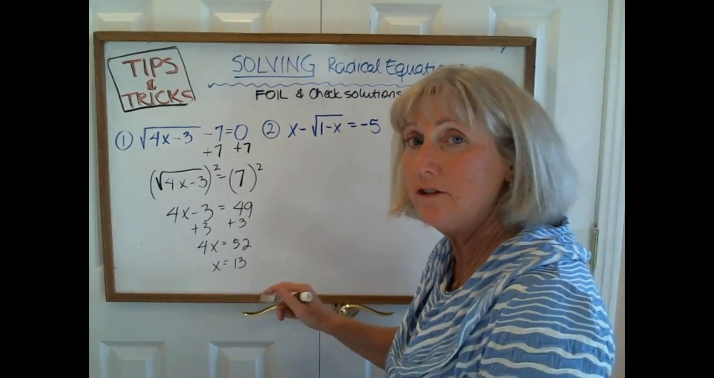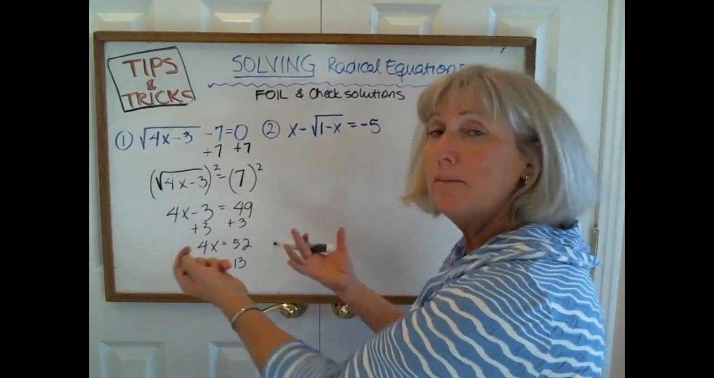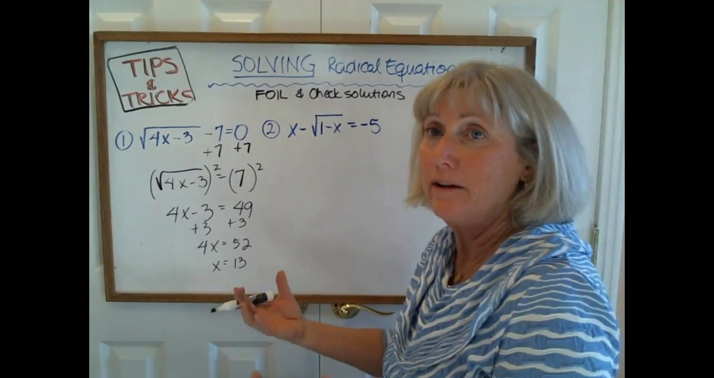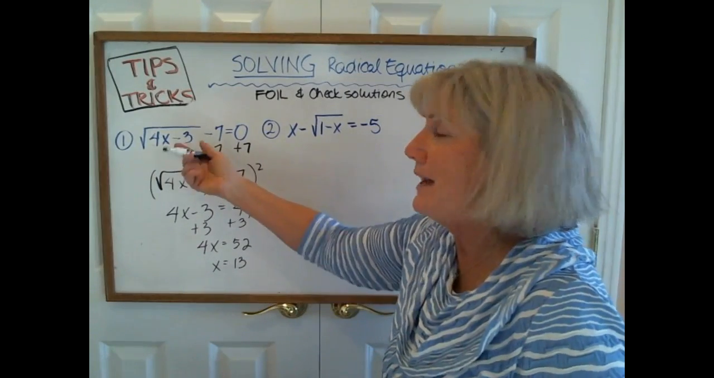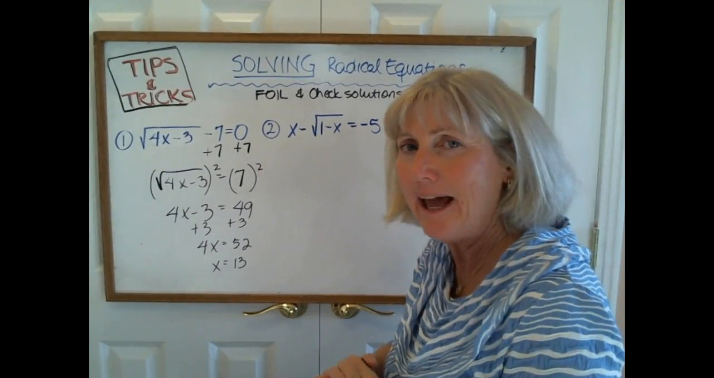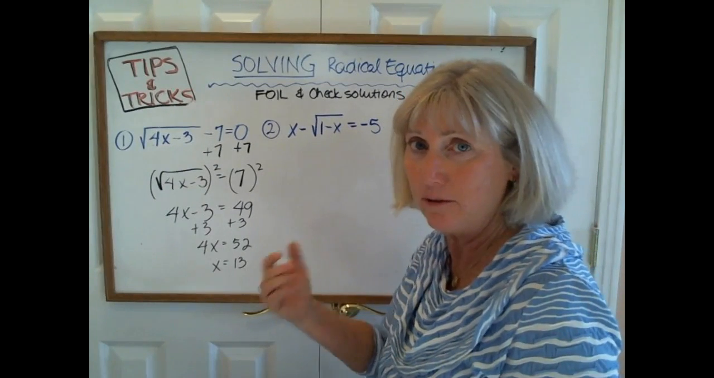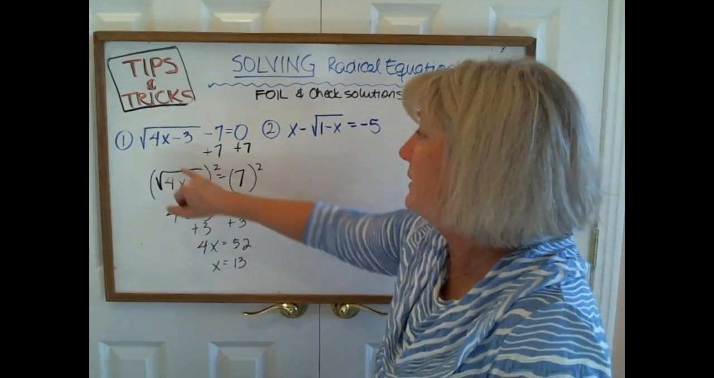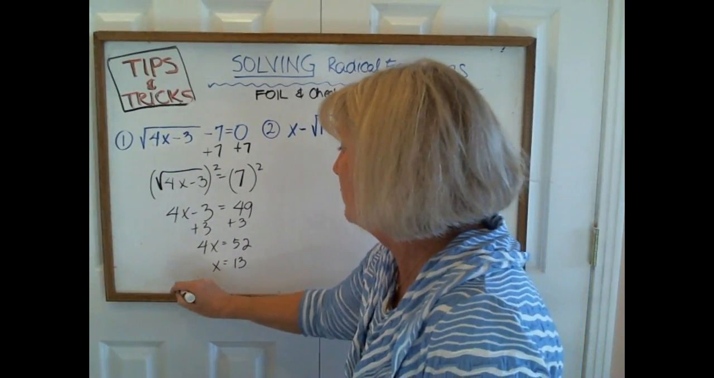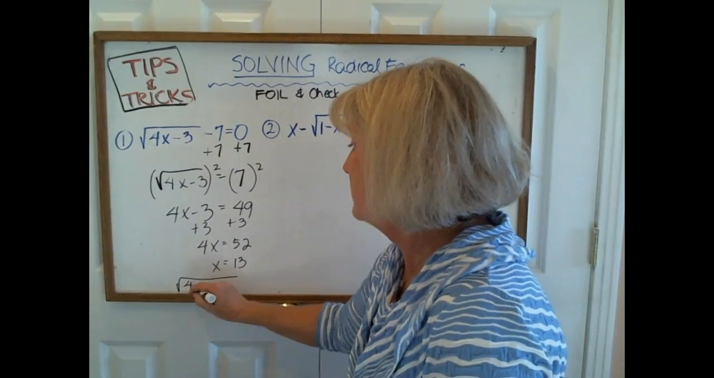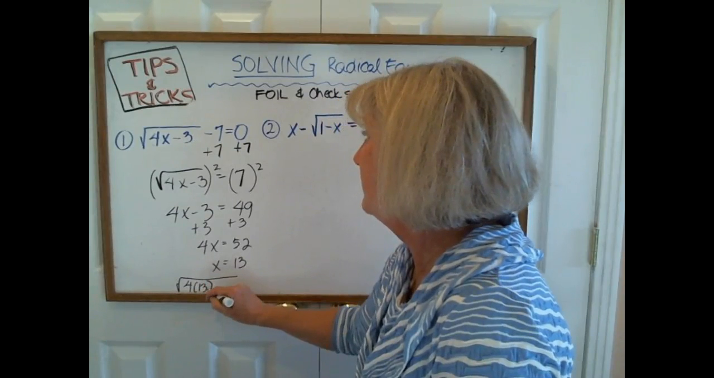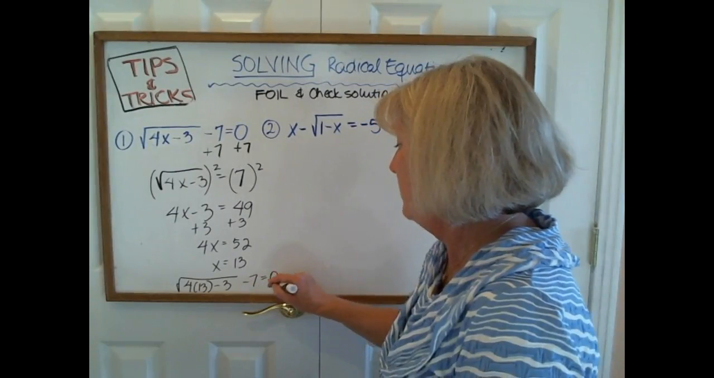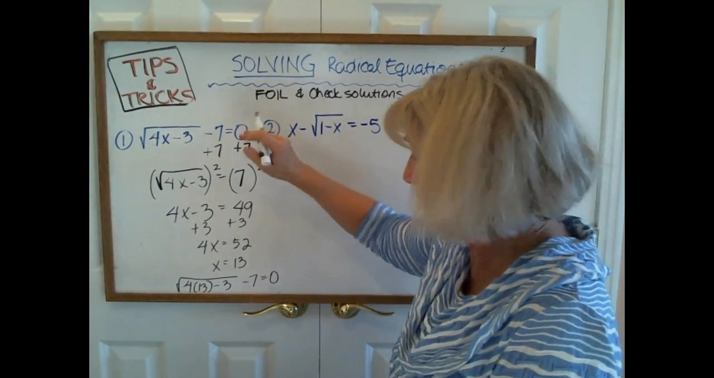Now what you really need to do with these is check, because by squaring both sides, sometimes you introduce an answer where you end up with a negative under a square root, and we cannot have a negative underneath the square root because you can't take a square root of a negative number. So we double check and we put this 13 back in, so we have the square root of 4 times 13 minus 3, minus 7 equals 0. You want to check it all the way back in the original equation.